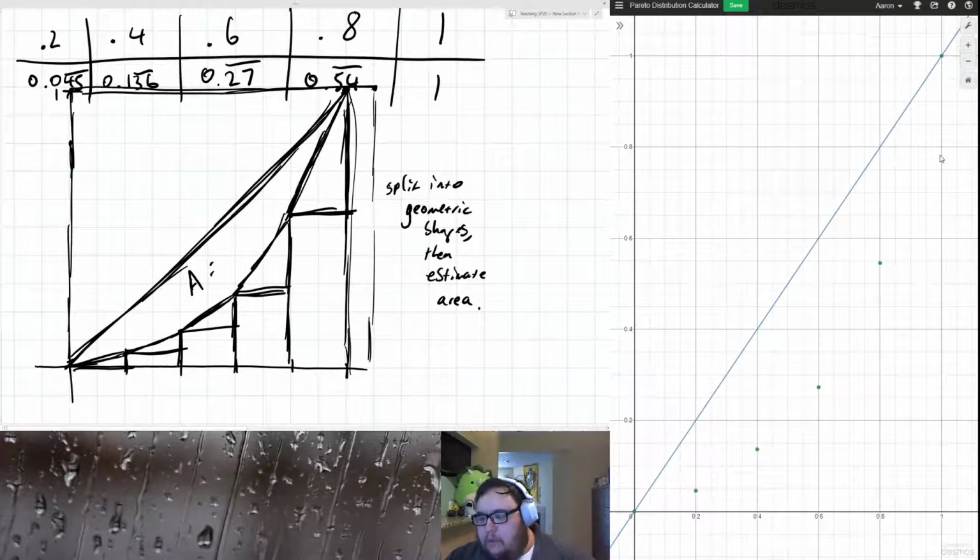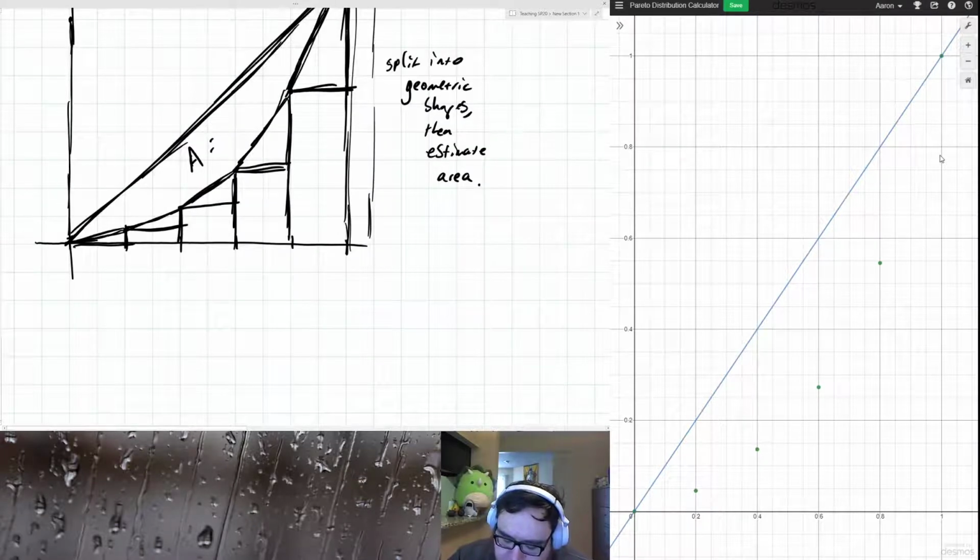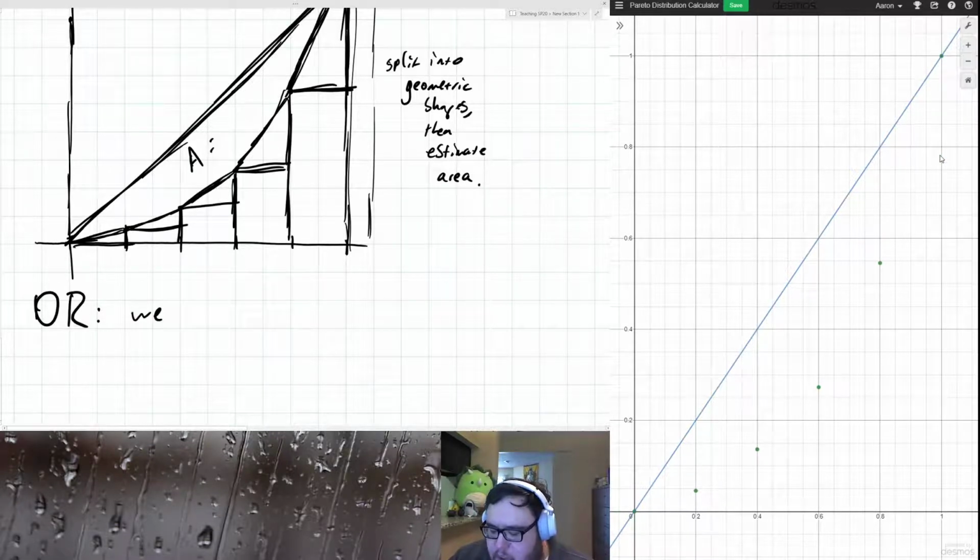I'm not going to do all of that work right now because it would take a while to split them up into all the little triangles and stuff. However, it's definitely very doable. But there is a slightly better way of doing this. Instead of using exactly those points and just making those harsh lines between them, we can generate a Lorenz curve.